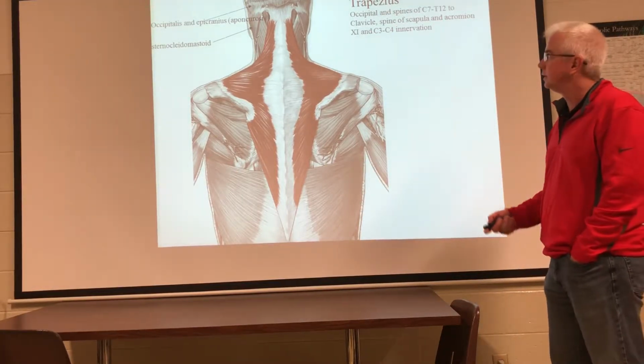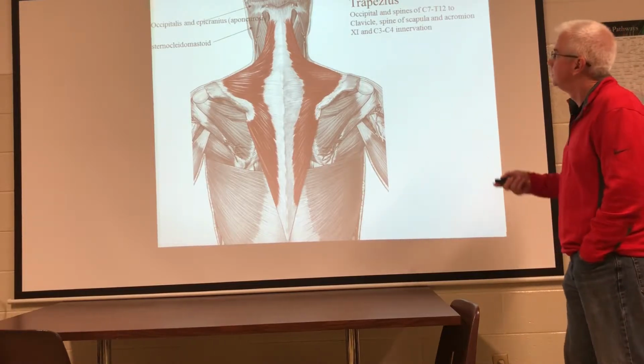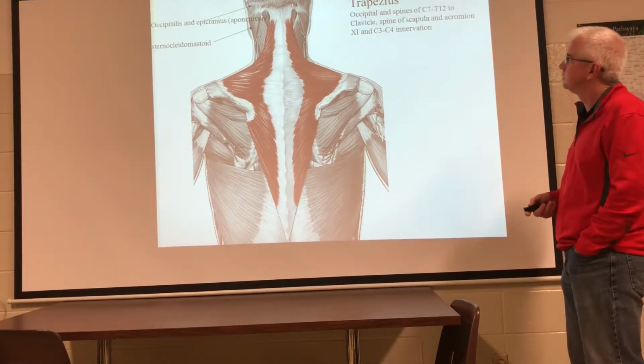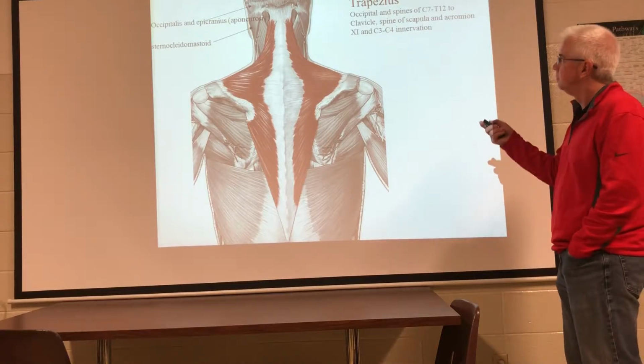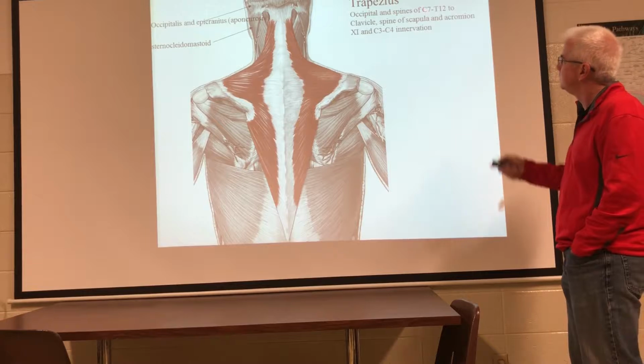These are muscles you're dissecting in the lab. The trapezius is attached to the occipital bone, specifically the superior nuchal line and the external occipital protuberance. You don't have to memorize that. We're doing it as simple as we can. The occipital bones and the spines of C7 to T12.